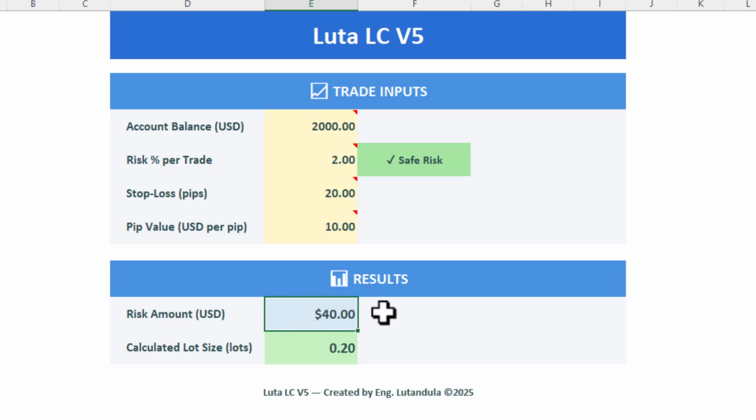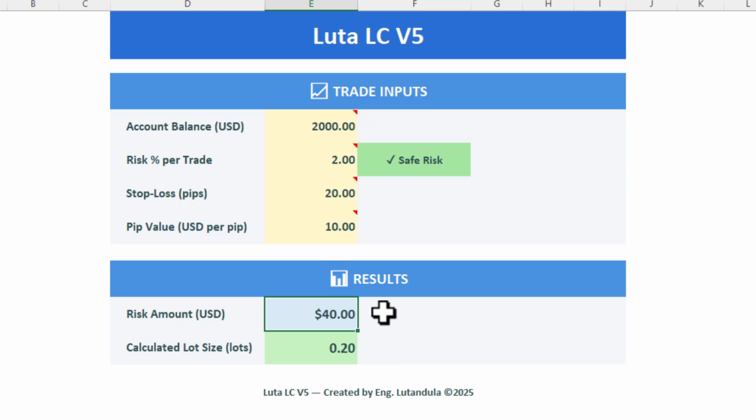The first result you'll see is your risk amount in dollars. So if you have a 2000 USD account and set a 2% risk, the calculator will immediately show risk amount $40. This is the exact amount you're risking on the trade. No guessing, no confusion, no surprises.